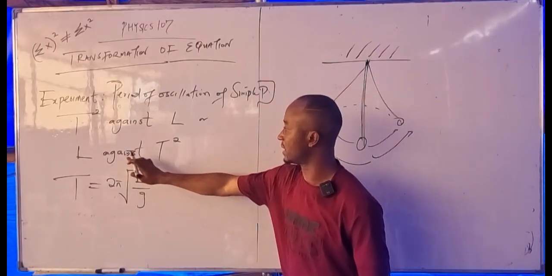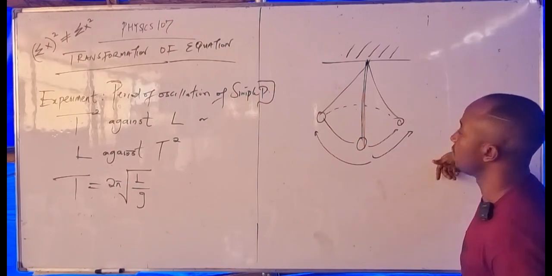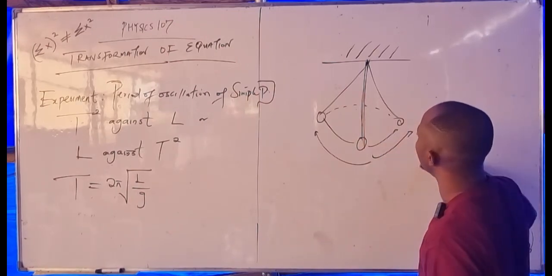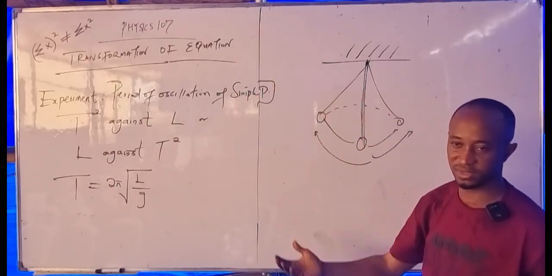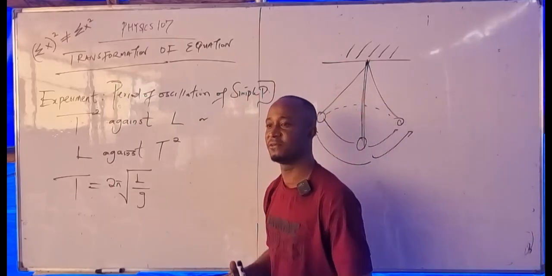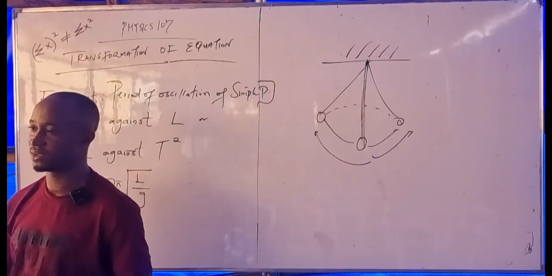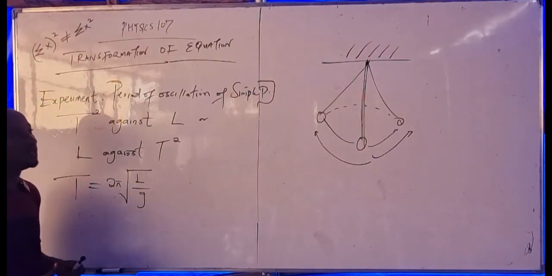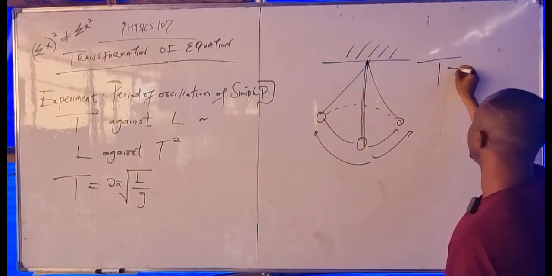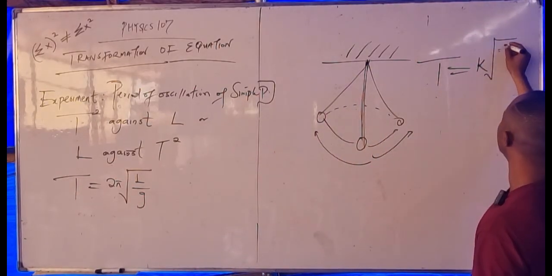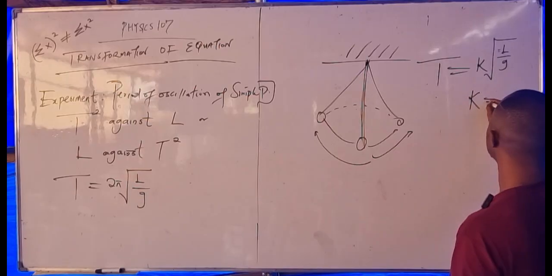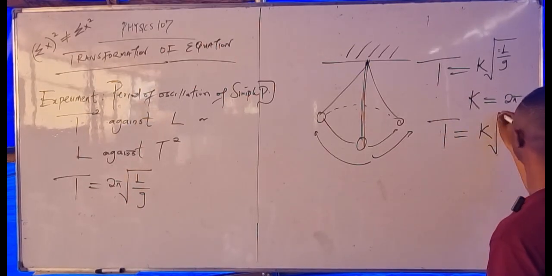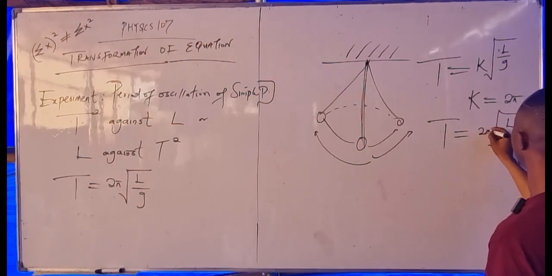When the ball swings and completes one oscillation, the time it takes to complete that oscillation is called the period. Period is the time taken for a body to complete one oscillation or one rotation. Now, the formula that connects your period with your length is K square root of L over G, where K is equal to 2 pi. So P, our period, equals K square root of L over G.